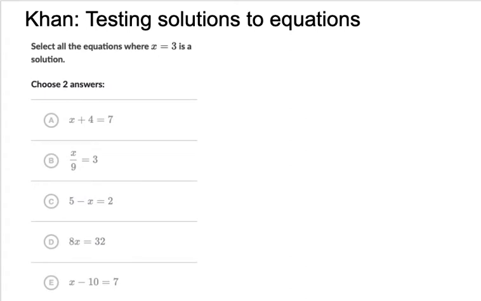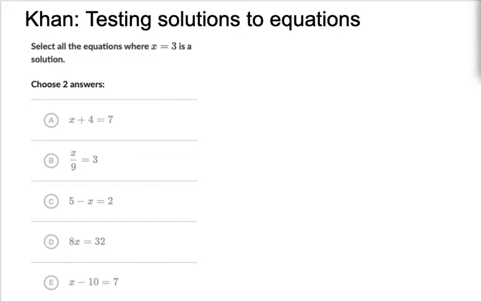This one is for CON, testing solutions to equations. On this one, there's a couple different types of things that they ask you to do. We'll be looking at both of those, and you'll be using order of operations and substitution to test solutions. So let's take a look at the first thing you'll be looking at here.